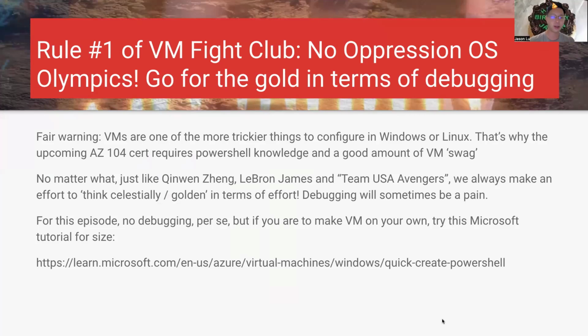So no matter what, just like Qin Wenzhen, LeBron James, and Team USA Avengers, we'll also make an effort to think celestially, slash golden, in terms of effort. Debugging sometimes will be a pain. Take it from me, I spent the past 2 hours installing PowerShell with no success. But for this episode, there'll be no debugging. If you want to make a VM of your own, try this Microsoft tutorial for size.